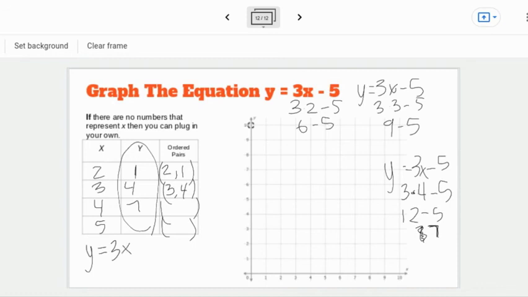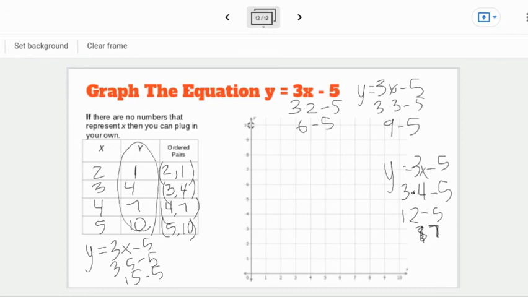y equals 3x minus 5. I plug in a 5. 3 times 5 is 15. Minus 5 is 10. So those ordered pairs you're checking: (4, 7), (5, 10).